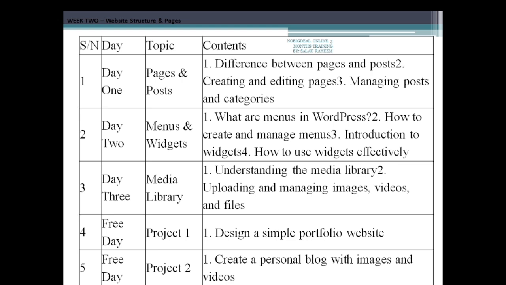This is our agenda today. We'll be talking about pages and posts, menus, widgets, media libraries. Then we'll be talking about how we're going to do our project. So let's get started. Pages and posts. We are going to learn about pages and posts on a website.